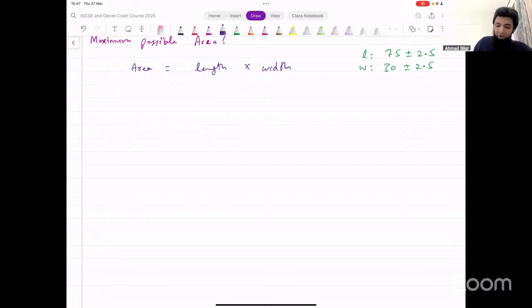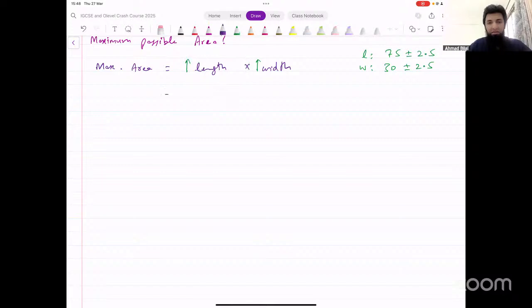If we want to find the maximum possible area, these two things are multiplying. We are multiplying length and the width. If we want to maximize the area, we would want to have the maximum possible length, and we would also want to have the maximum possible width, right? The higher the length is, the higher the area is going to be. And the higher the width is, the higher the area is going to be as well. So the length and width, we want them to be as big as possible.